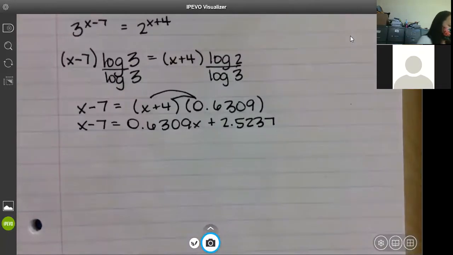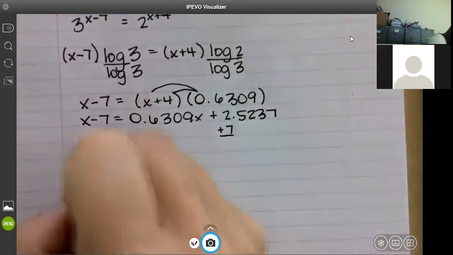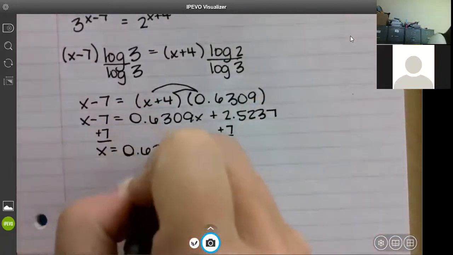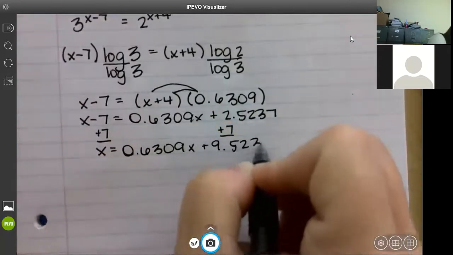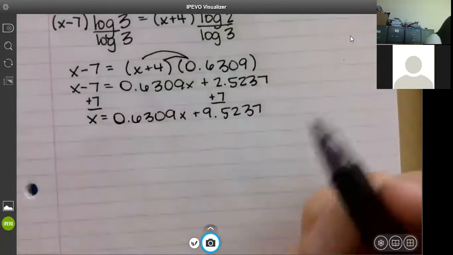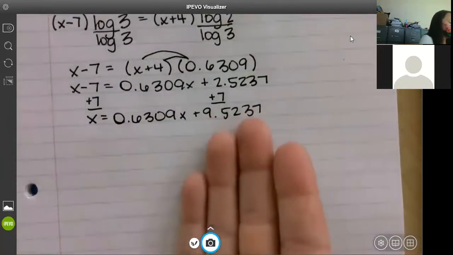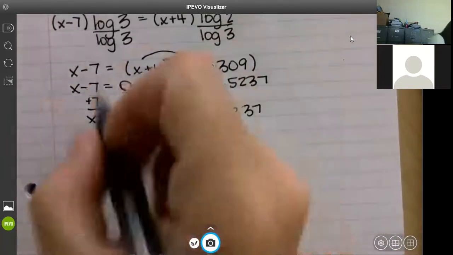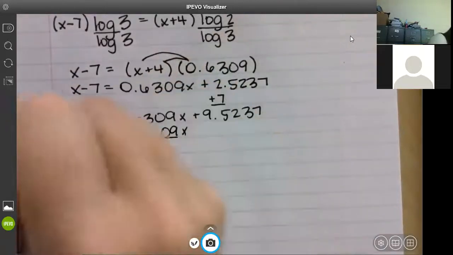You can add 7. You get x equals 0.6309x plus 9.5237. What do I do now? Subtract the 9. Not the 9. The 9's good. It's a single number. Yeah, we got to get our x's together. So I need to move my x. Negative 0.6309x. Subtract it.